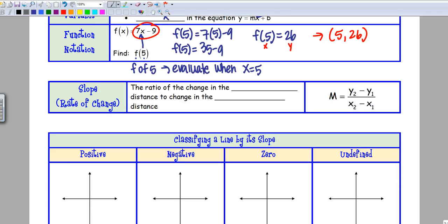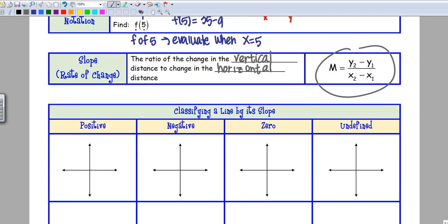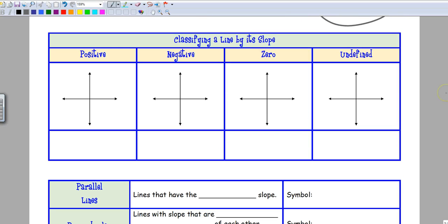All right, slope, also known as rate of change. We should be familiar with this formula. Basically, slope is the ratio of the change in the vertical distance, up and down, to the change in the horizontal distance, left and right. And that's why you have the y's subtracting on the top and the x's subtracting on the bottom. There are 4 types of slopes that we can have: positive, negative, 0, and undefined.